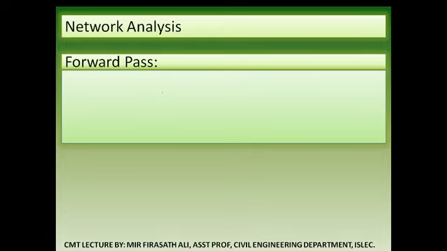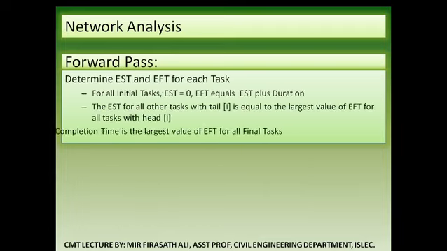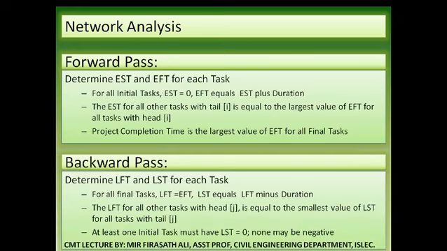Now, if we proceed further in network analysis, after the earliest start time, latest time, and float, we have calculations known as forward pass calculation and backward pass calculation. Let us see. In forward pass calculation, we determine the earliest start time and earliest finish time for each task.